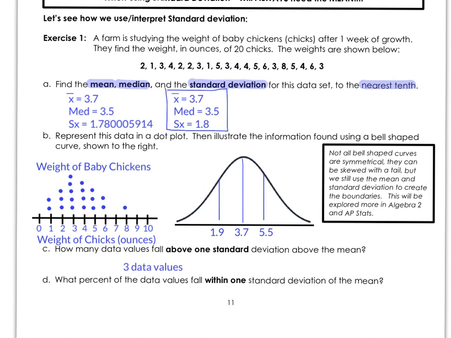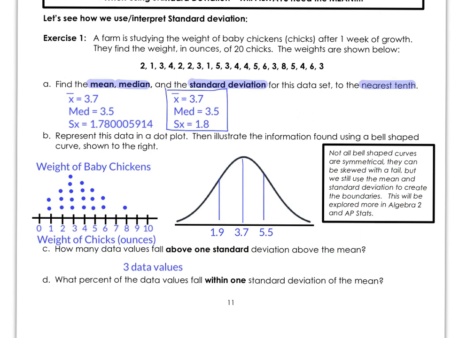And the next question says, what percent of the data falls within 1 standard deviation of the mean? Well, within 1 standard deviation means they can be anywhere in this bell curve that we showed here. So anywhere from 1.9 to 5.5 is going to be within 1 standard deviation. So basically we're looking for how many of the values fall between 1.9, which is really close to 2, so starting at 2, up to 5.5, so only up to 5. So how many fall between 2 and 5?